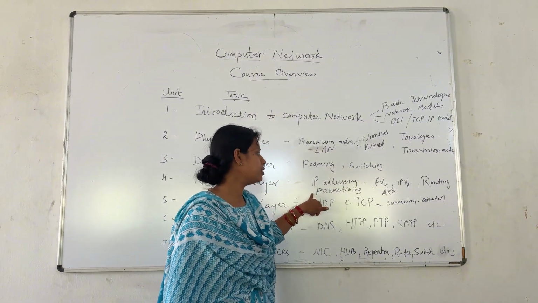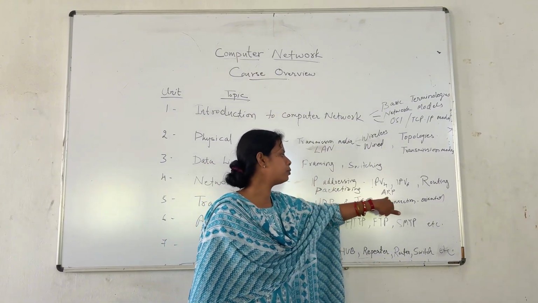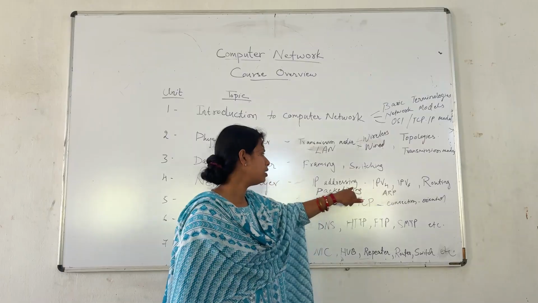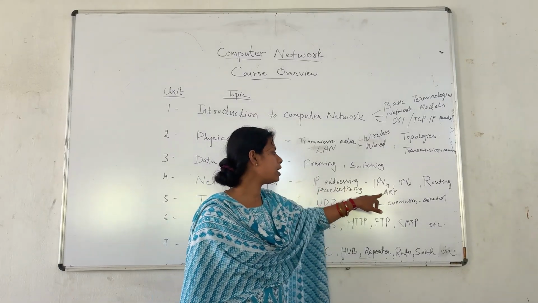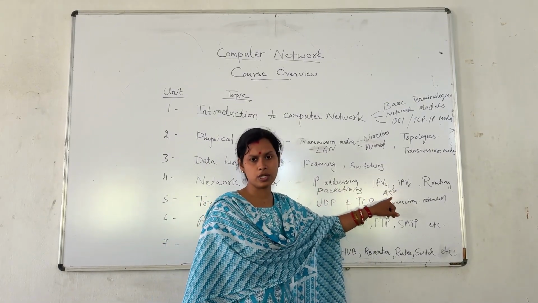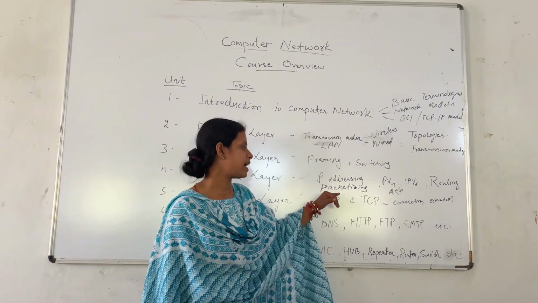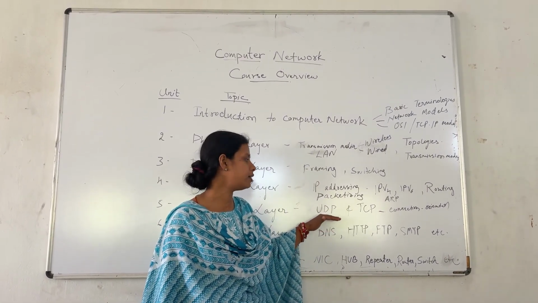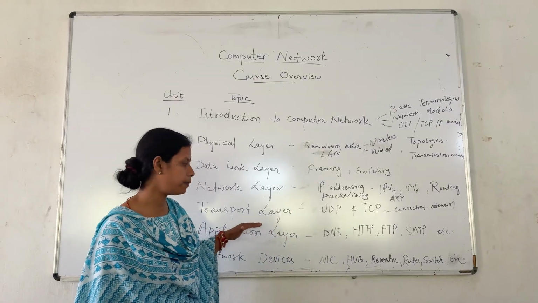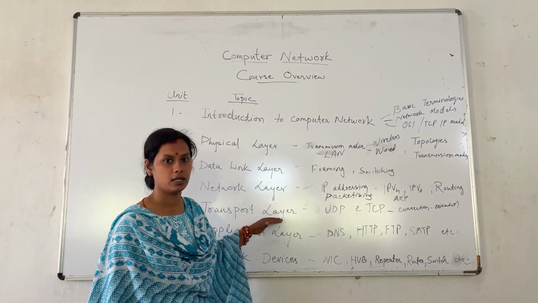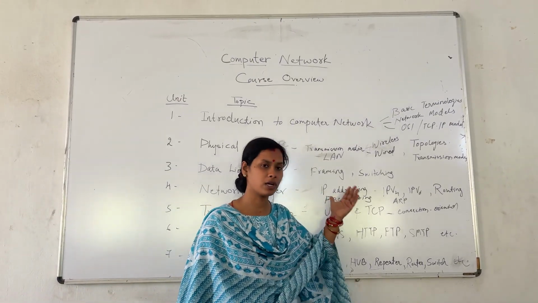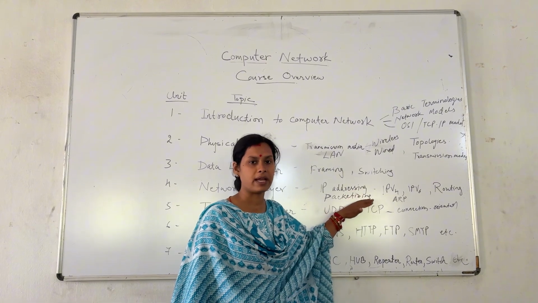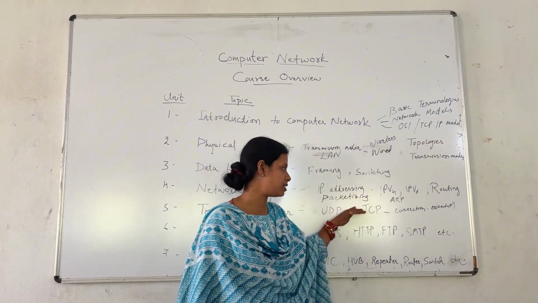So in this layer we have some protocols which deal with the address, such as the address resolution protocol. Packetizing is a process which converts the data from the upper layer. It takes the data from the upper layer, the transport layer, and turns it into packets. That is known as packetizing.